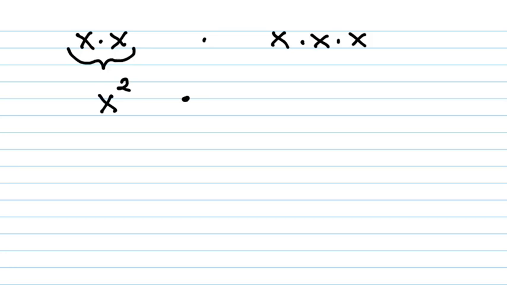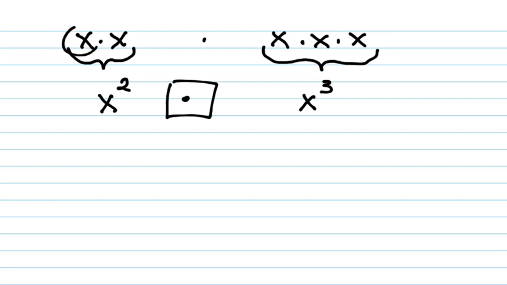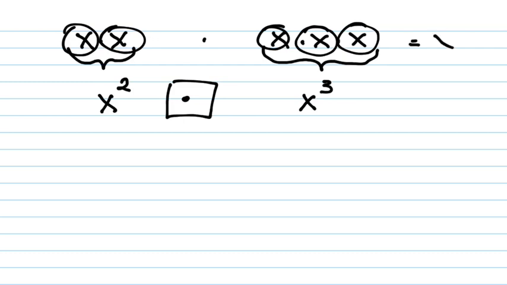Times, now here I have another group of x's. How many groups of x's do I have there? 3. So that's x to the third power. And I still want to multiply those two things together. Well, if you look at the top and just count it all out, it's all multiplication all the way across, right? Do you agree with that? Then there's 1, 2, 3, 4, how many? 5 of them, right? So that's the same as x to the fifth power.